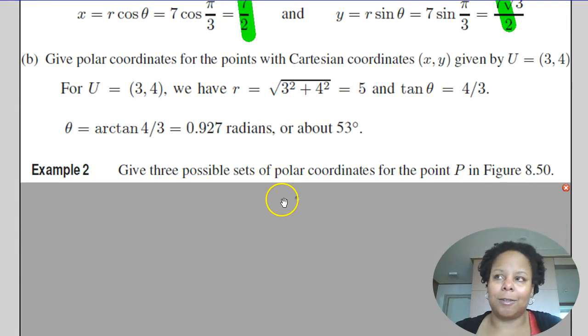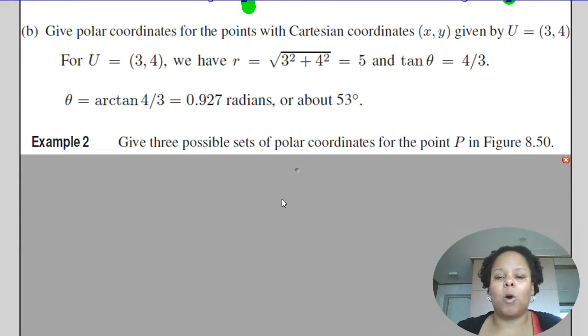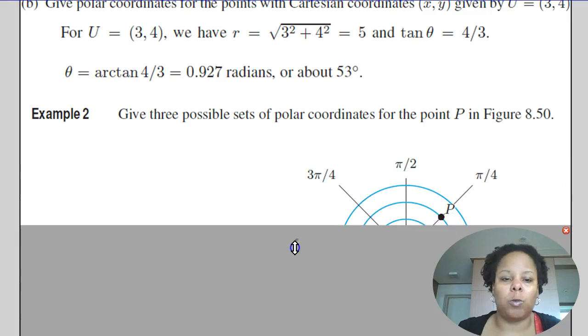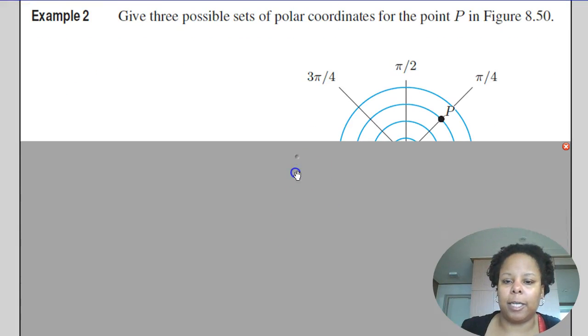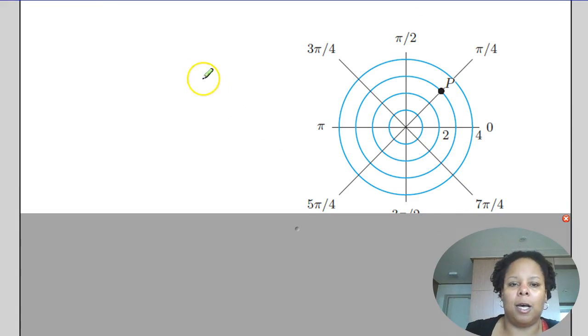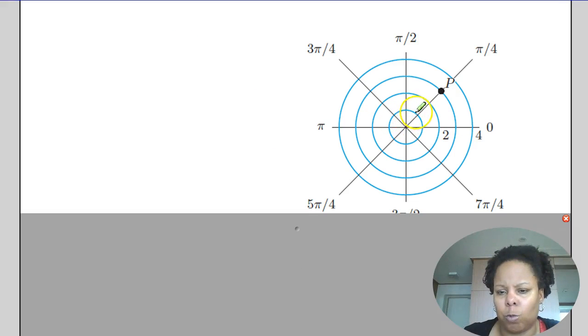Now, interestingly enough, there's always more than one set of polar coordinates for a point, unlike in a Cartesian plane, where there's only one set of coordinates for a point. So let's take a look at this example, this point right here. If you haven't noticed, the circles represent circles with different radii. So this is the radius 1 circle, radius 2 circle, radius 3 circle, radius 4 circle, okay? And that's usually how it is. And so here we have this point on this line. The question is, what are the coordinates for this point?